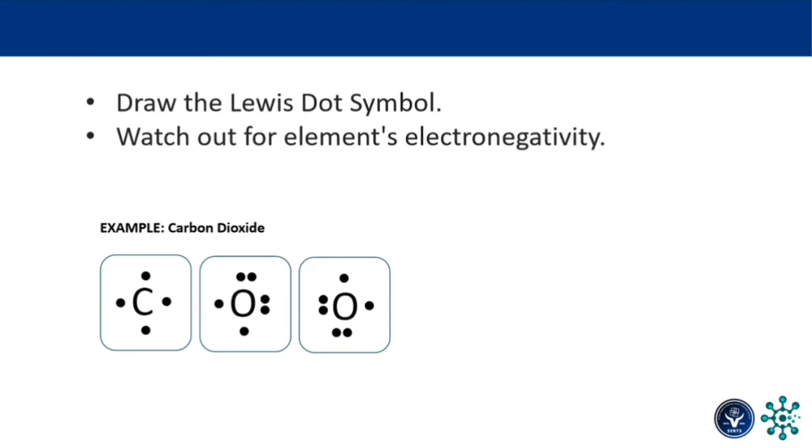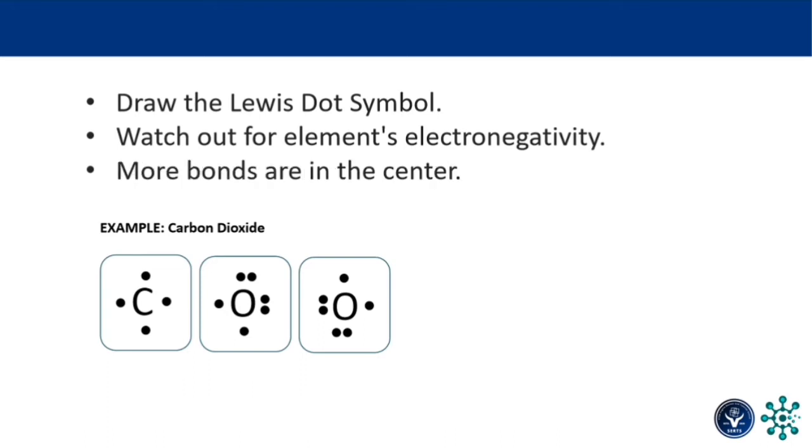Next is to watch out for the elements' electronegativity. Based on the periodic table, carbon has 2.5, oxygen has 3.5 electronegativity value. Here, we will place the element that has the least electronegativity value at the center. It will serve as the central atom.